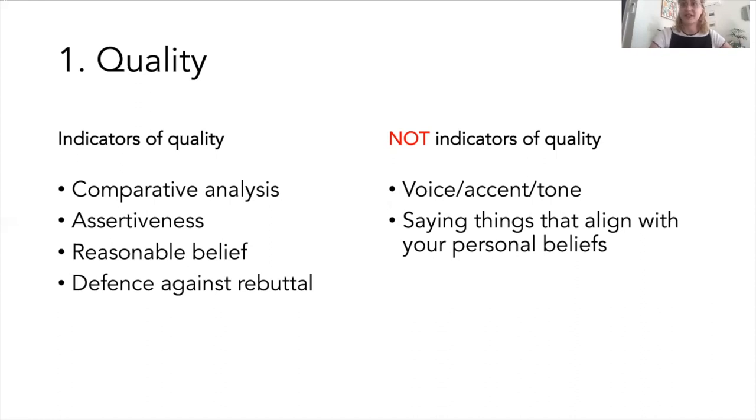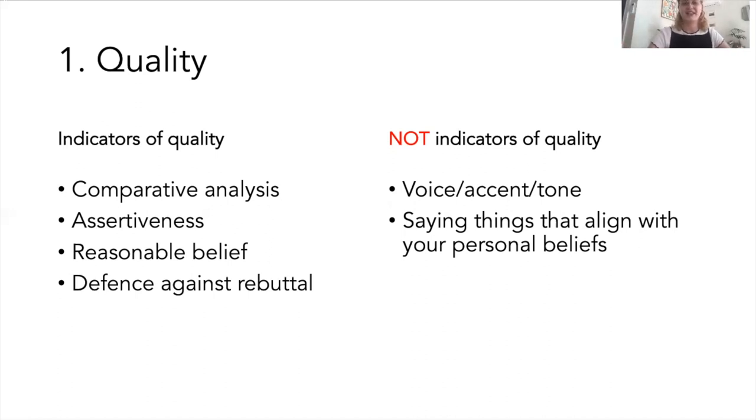The next thing is reasonable belief. So even if you try to explain it well, there are some things that probably aren't going to be persuasive and high quality points just because they're completely unrealistic. Something like saying that in the next half an hour, a giant asteroid is going to explode and everyone on Earth is going to die, for an extreme example of that.